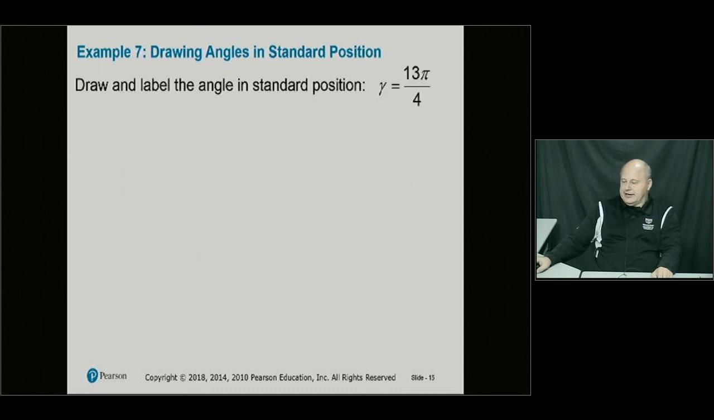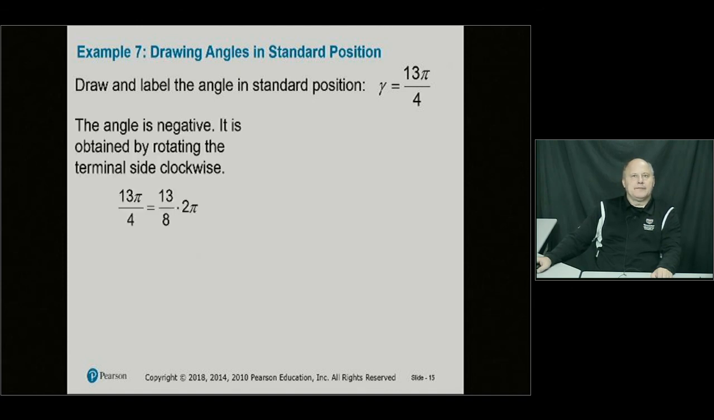All right, let's look at another example. I think this is our last example here. We're going to draw another angle in standard position: 13 pi over 4. Okay, so this angle is actually positive again. I think they're kind of stuck on the negative one. It is obtained by rotating the angle, actually counterclockwise because it's positive.